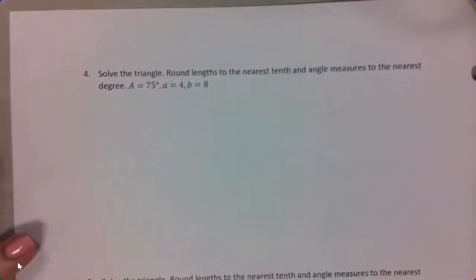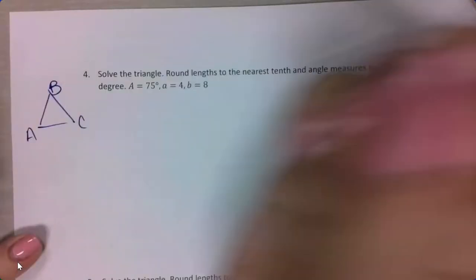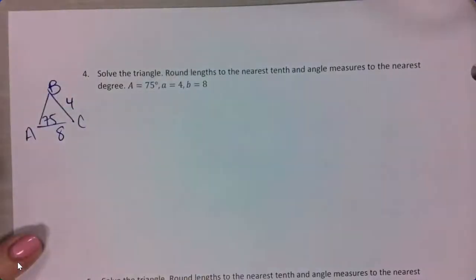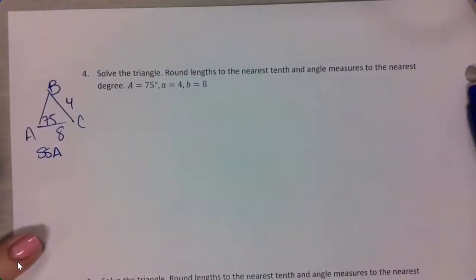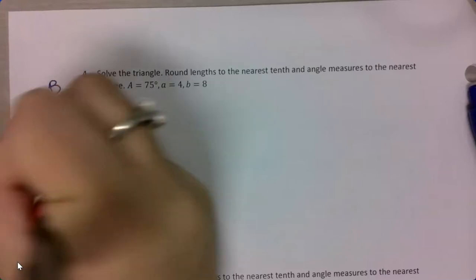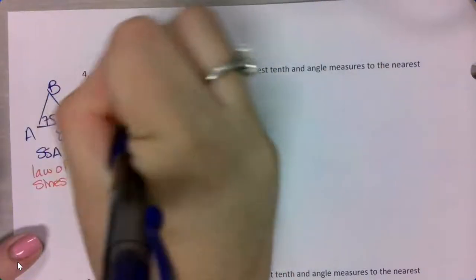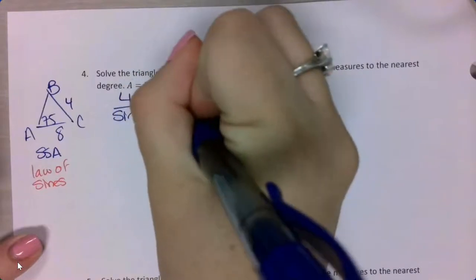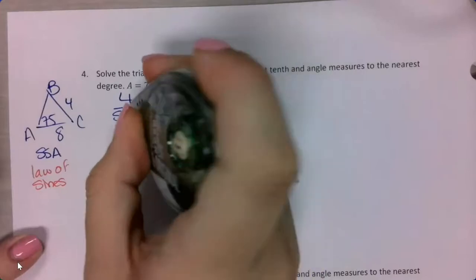This next one, I'm going to go ahead and draw it out again. This one is, again, a side-side angle, so law of sines. I'm going to set this up. I have 4 over sine of A equals 8 over sine of B. Actually, sine of A, I know my angle measure there is 75.